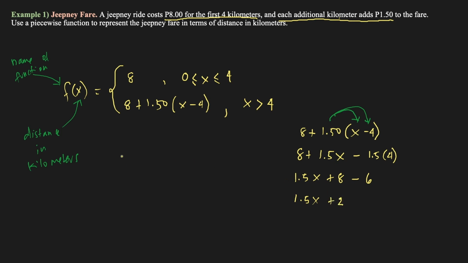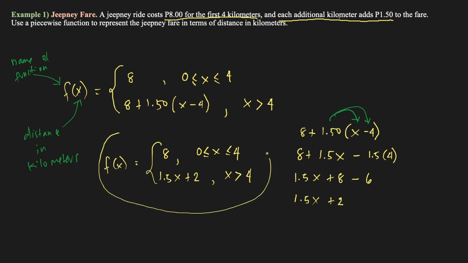Finally, we can rewrite our piecewise function this way. Our f of x equals 8 when your x is between 0 and 4. And then you have 1.5x plus 2 when your x is more than 4. Okay, so here is our final answer.